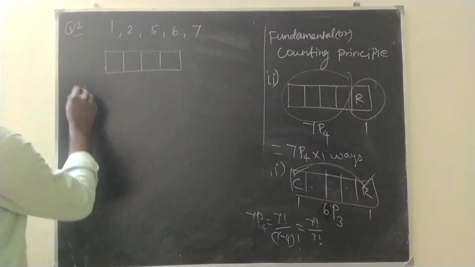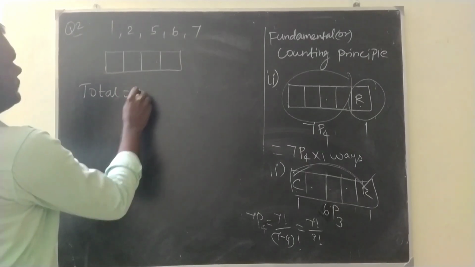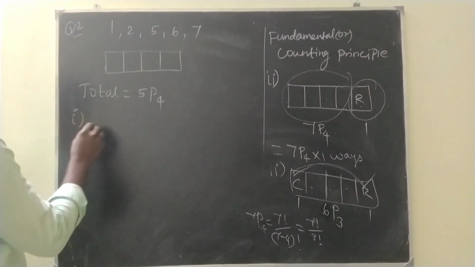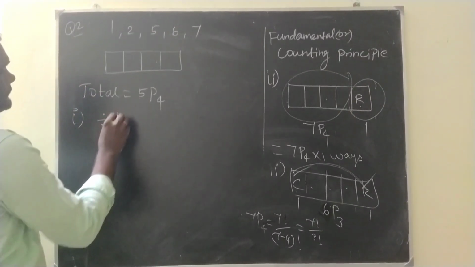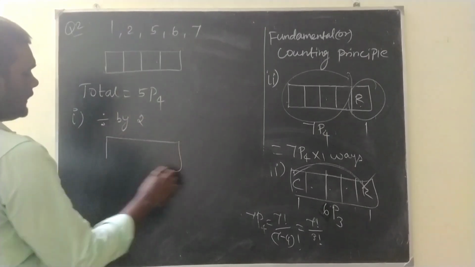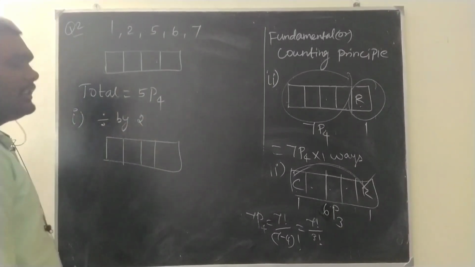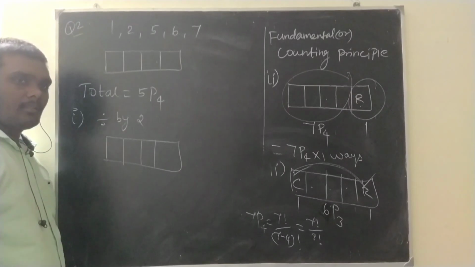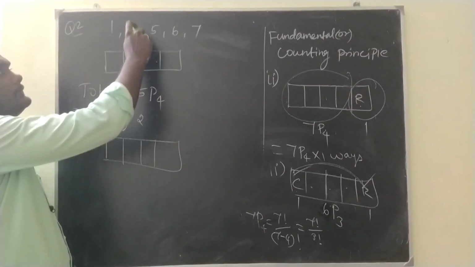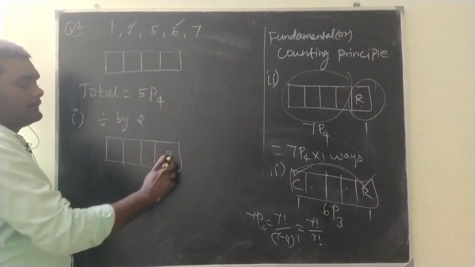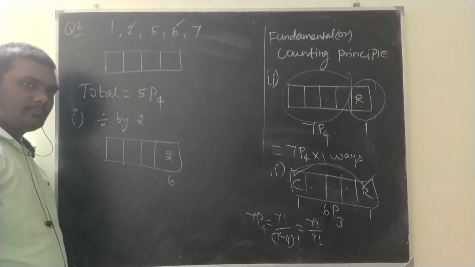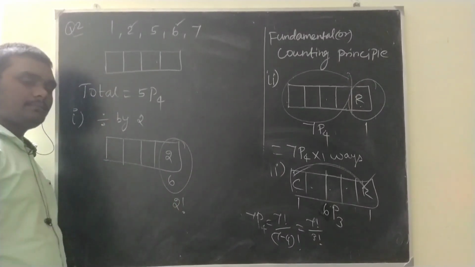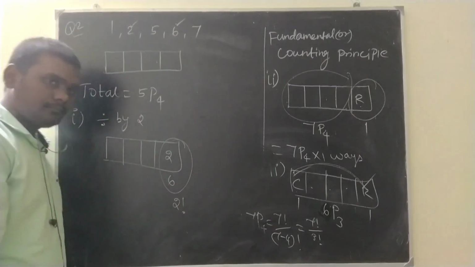So total, yes, 5p4, perfect, correct. Now the first subdivision, it should be divisible by 2. The same 4-digit number. When will the number be divisible by 2? If that is an even number. So the last box has how many choices? Either 2 or 6 can be arranged. So this last box can be chosen in how many ways? 2 factorial ways. That means 2 ways.